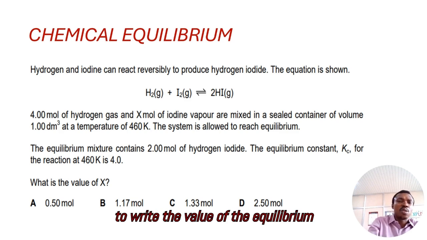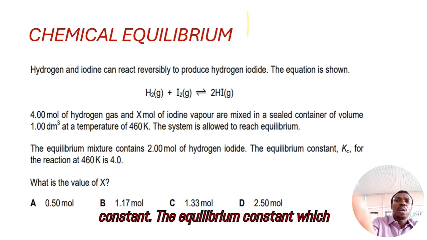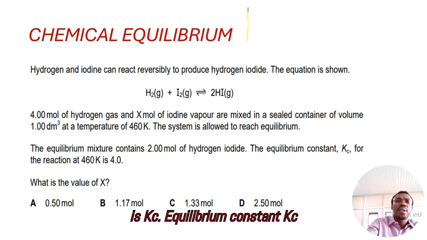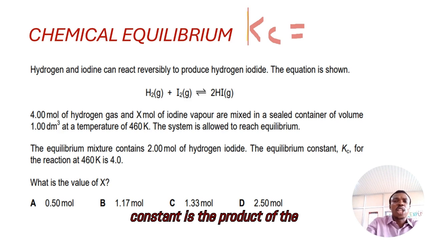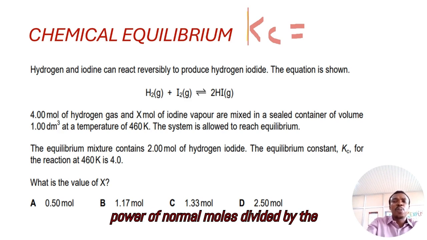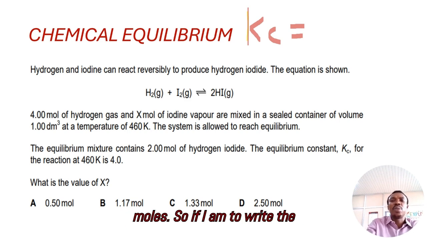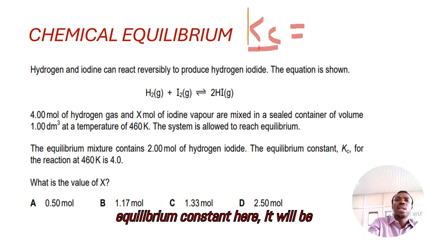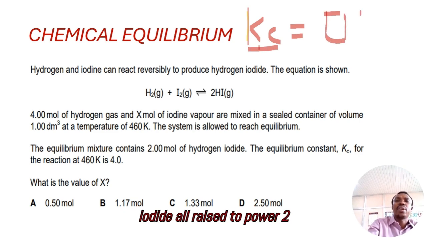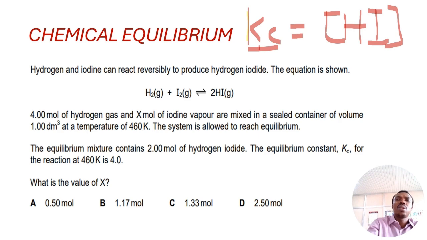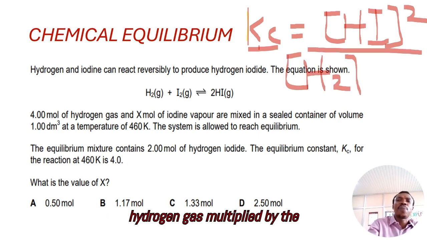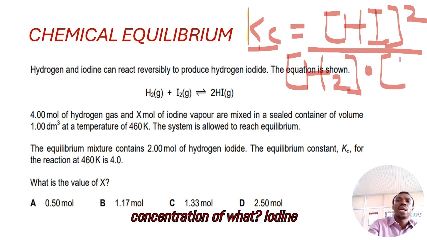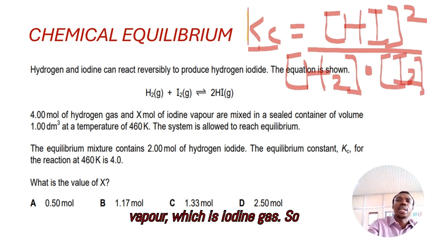The first thing to do is to write the expression for the equilibrium constant Kc. The equilibrium constant is the product of the concentration of the products raised to the power of number of moles divided by the product of the concentration of the reactants raised to the power of number of moles. So Kc will be the concentration of hydrogen iodide, all raised to the power 2, divided by the concentration of hydrogen gas multiplied by the concentration of iodine vapor, which is iodine gas.